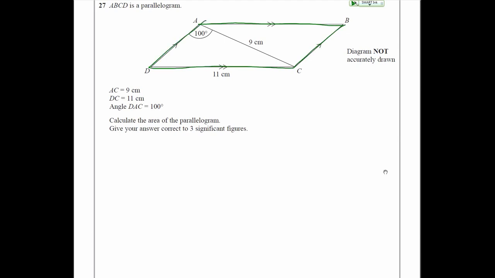AC is 9. So A to C is 9, as we can see, it's labelled. And that, can you notice, is shared by both triangles. DC is 11, as we can see.